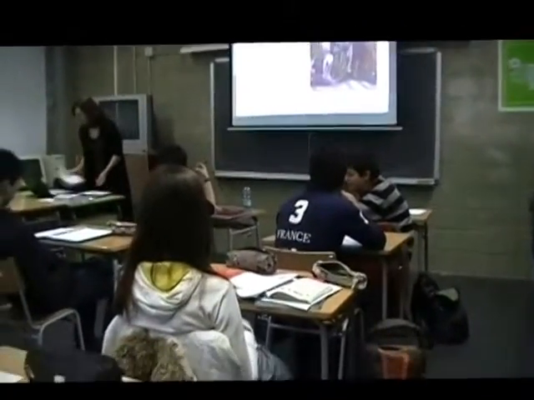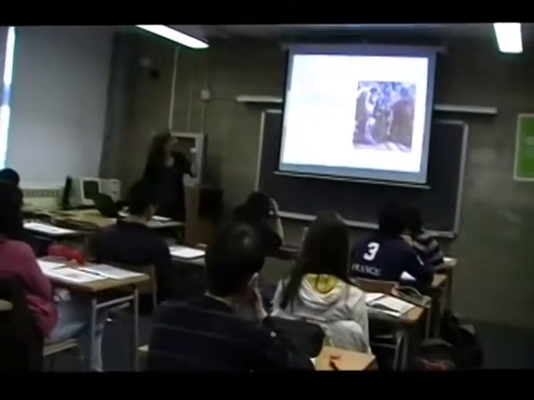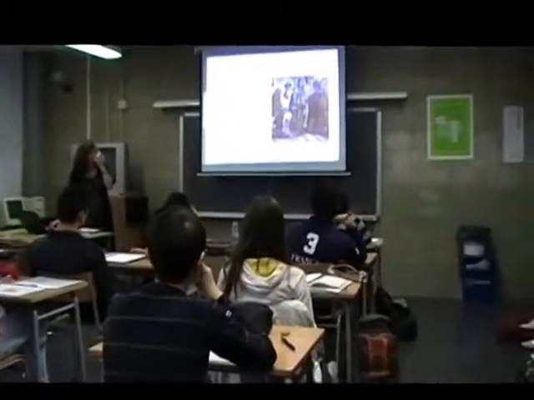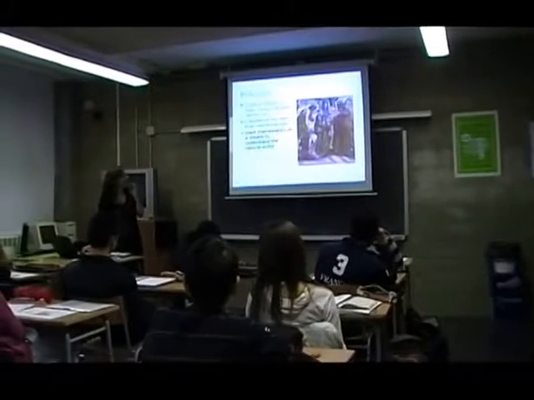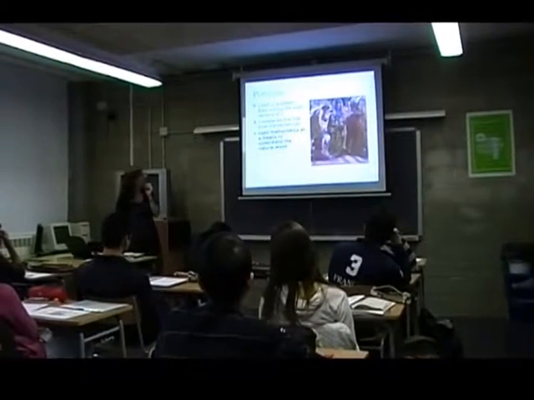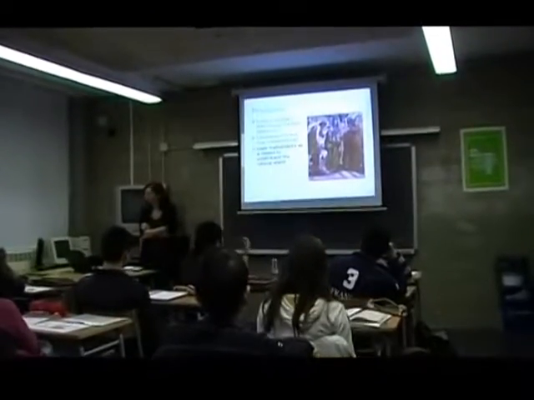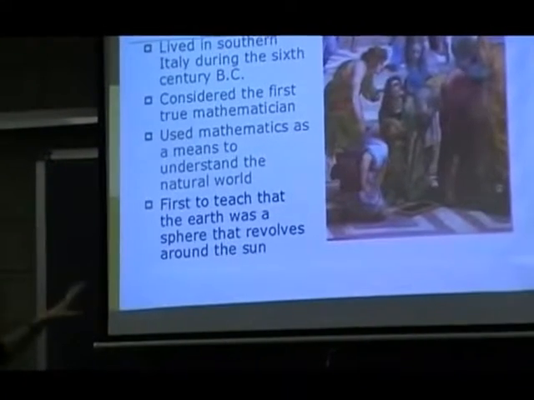Okay. Good. Then, we know that Pythagoras lived in southern Italy during the 6th century before Christ. He was considered the first true mathematician. He's a very important man in the mathematics world. And he used mathematics as a means to understand the natural world. Okay? And the last thing, look, can you read this, please?